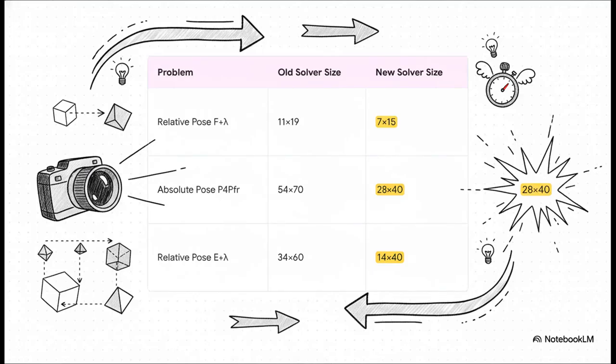And does it work? Oh yeah, absolutely. This table just lays it all out perfectly. These solver sizes, that's pretty much the complexity of the recipe, right? A smaller matrix means fewer calculations, and that directly translates to a faster solution. Look at this. For one key problem, the recipe size was cut by nearly half. For another one, it was more than halved. These aren't just tiny tweaks. These are massive, massive leaps in efficiency.